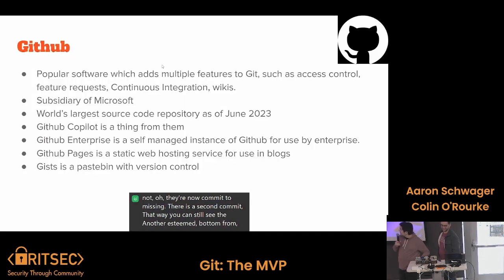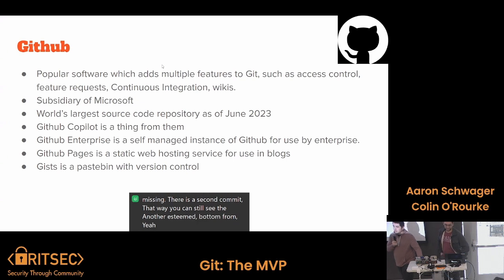Ways of using Git. So GitHub, I'm sure pretty much everybody here is familiar with it. If you're not, it's popular software that has multiple features on top of Git, such as access control, feature requests, continuous integration, and wikis. It was bought by Microsoft a few years ago, and as of June of 2023, is the world's largest source code repository. GitHub Copilot, I know that's been brought up here a couple times in the news section, is from them. GitHub Enterprise is a self-managed instance of GitHub for use by enterprises or companies and organizations.